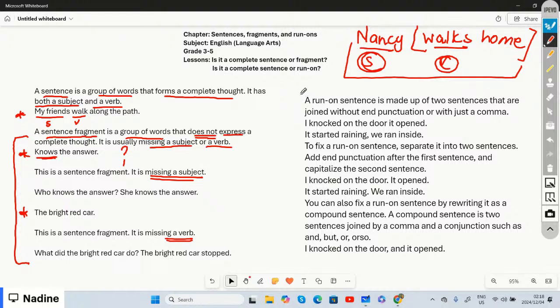And then we have a run-on sentence. A run-on sentence is made up of two sentences that are joined together without the punctuation. These sentences are supposed to be on their own, but they are put together. It's the same as if you are writing an essay and you are just going on and on instead of putting the full stop where it must be, the period, the exclamation point, or the question mark, you just continue by adding maybe commas, right? That is a run-on sentence.